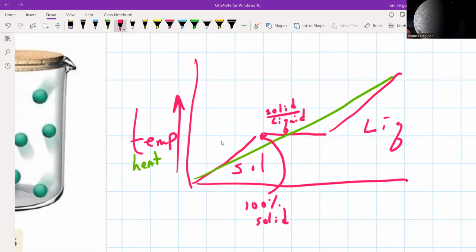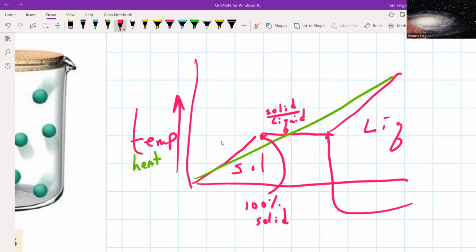Okay, at that point, everything is still 100% solid. At that point, it's 100% liquid. So this energy from here to here is converting the solid to liquid.